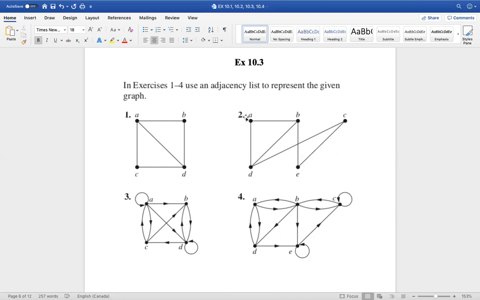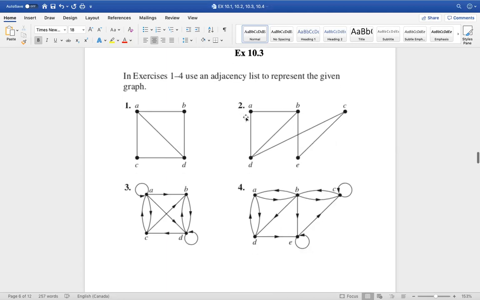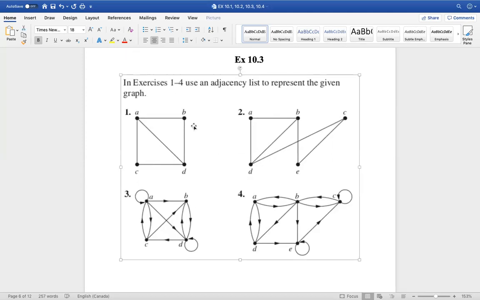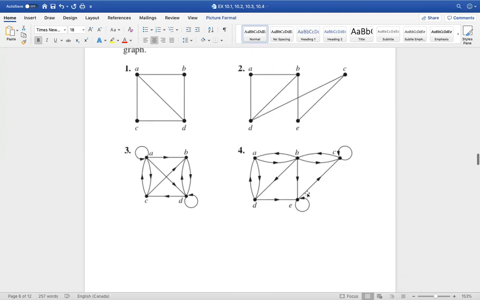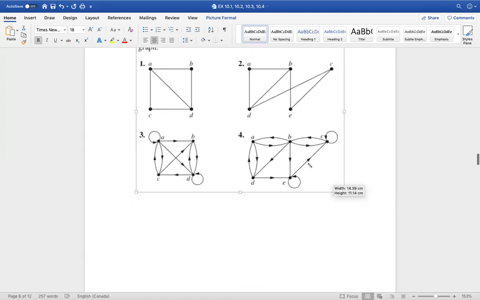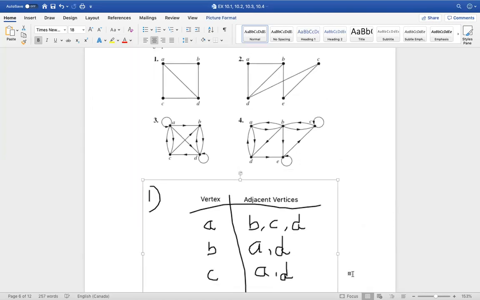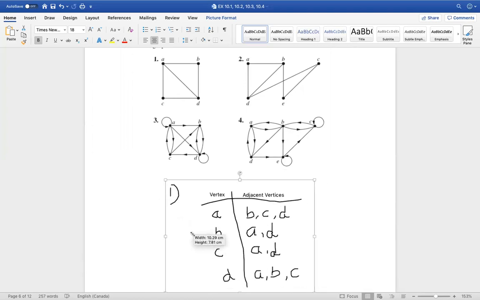I have already solved it for you just to save some time. So we have this question number 1 here. We have to find the adjacency list. I'll just make it a little bit shorter so that we fit this here. Okay.